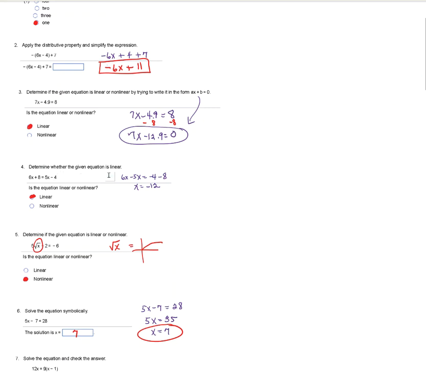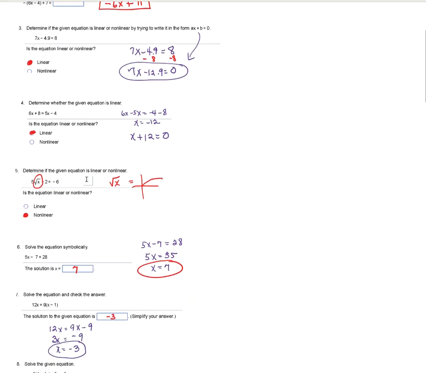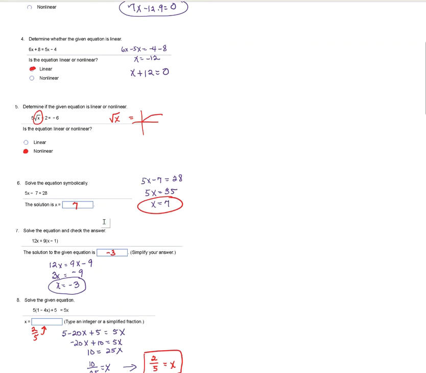All right, determine whether this one's linear. So we want to do the same thing. We get x over here. Now, I didn't move that all over. I can do that. So if we're following that same format, x plus 12 equals 0, so that is linear. All right, determine if this one is linear or nonlinear. So what I want to point out, this square root of x, that square root of x looks like this when you graph it. That's definitely not a linear equation.